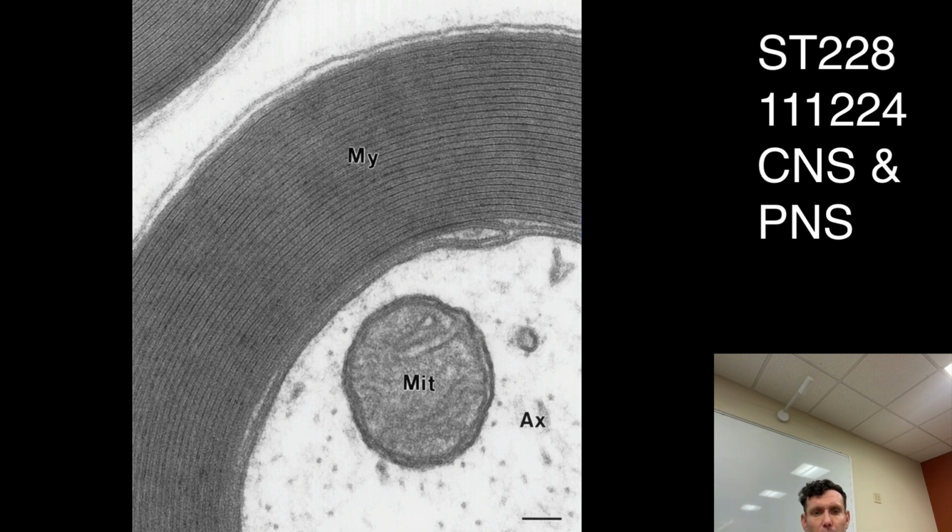So what we see here is AX would be the axon or the axoplasm, and MIT is just a mitochondria, and MY would be the Schwann cell, the layers of it. You can see that striation, just like layer upon layer of the cell that just wraps itself around the axon.